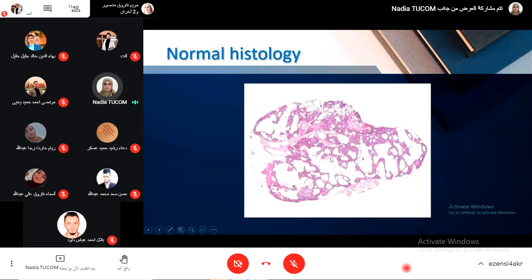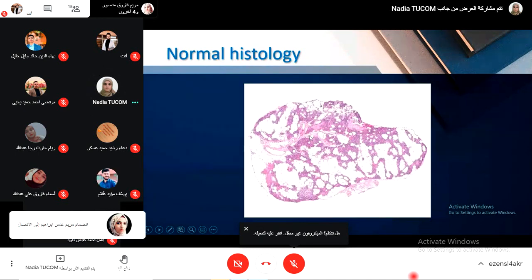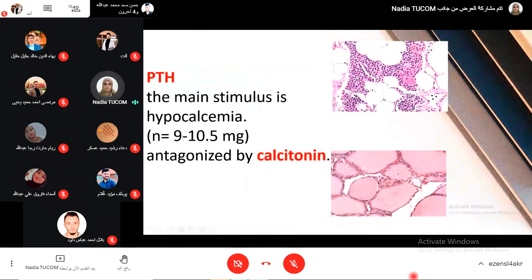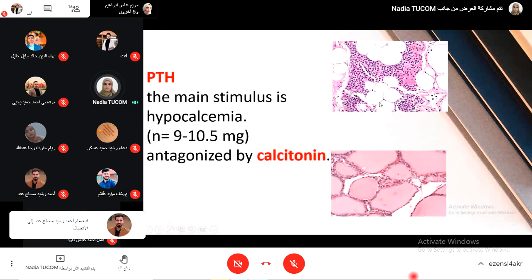And this is the normal histology of the parathyroid gland: the chief cells and the oxyphil cells, and also lobules of fat are normally present within the parenchyma of the parathyroid gland. So 2 types of cells, the chief and oxyphil, and the lobules of fat.